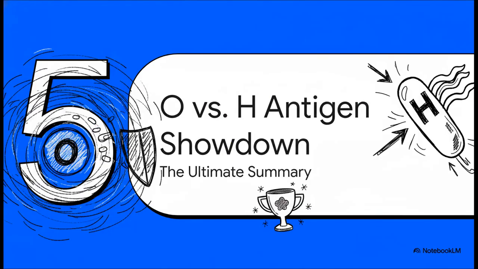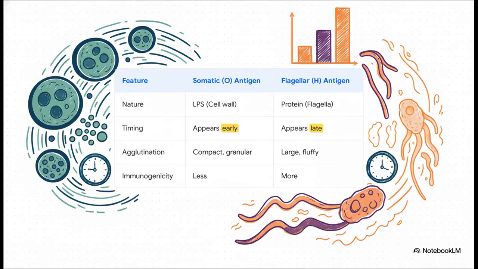All right, to wrap all this up and give you the perfect revision tool, let's put our two main players, the O and H antigens, head-to-head in one final showdown. And this table just lays it all out beautifully. Let's walk through it. The O antigen is a lipopolysaccharide. H is a protein. H is more immunogenic, meaning it triggers a stronger immune response.